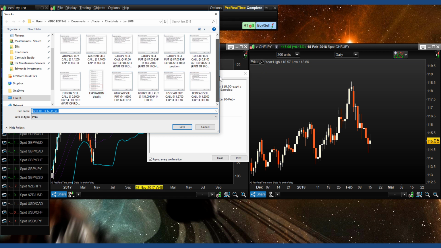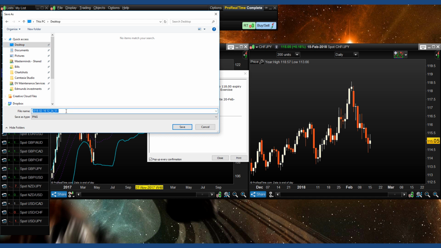These are all of my trades from last month, so we need a new folder, but for now let's just put it on the desktop. I need to sort all of this out into my trading journal. CHFJPY.